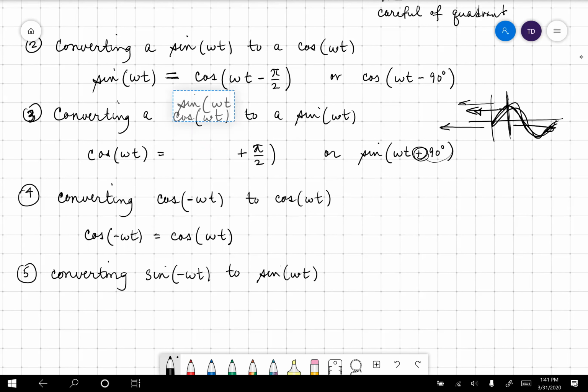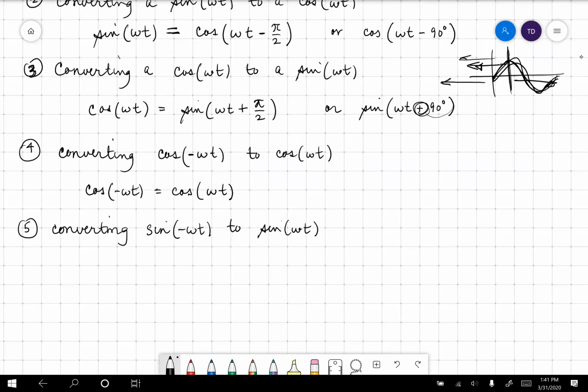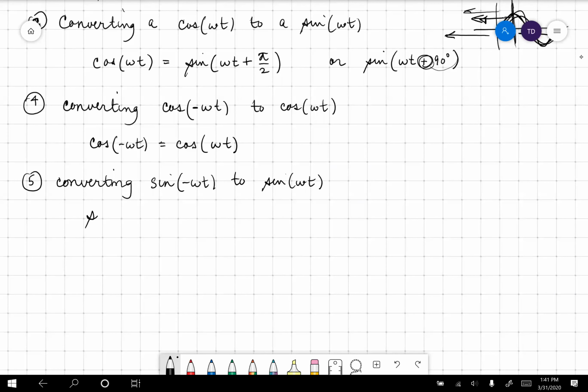Sine is an odd function. Unfortunately, it's an odd function. It is not an even function. And so this time we have the sine of minus omega t is equal to minus the sine of omega t.